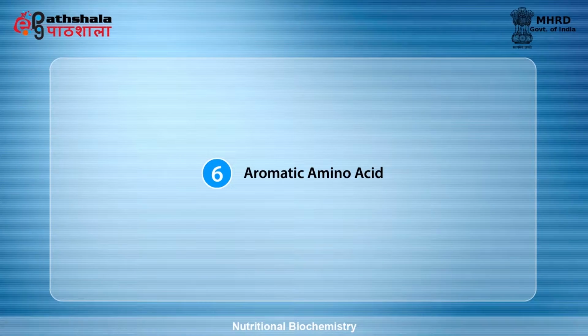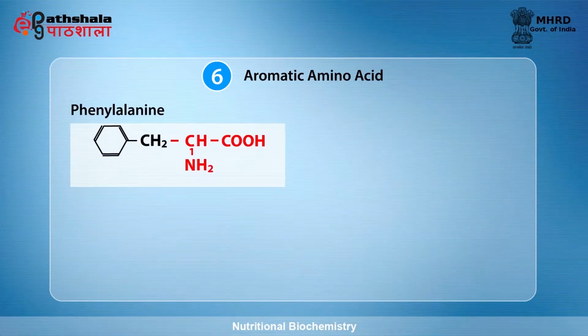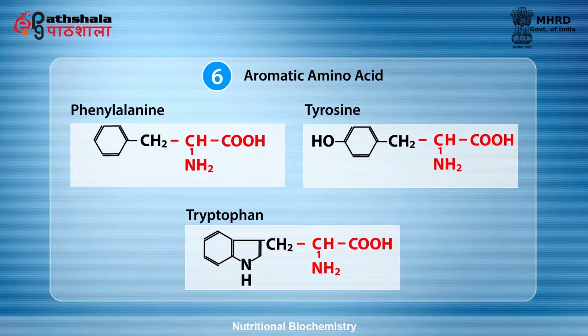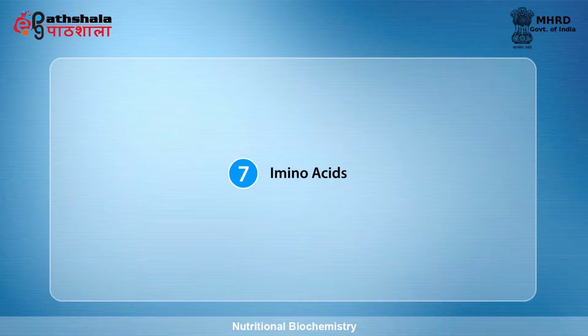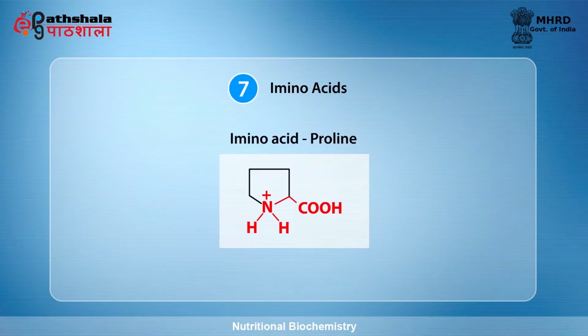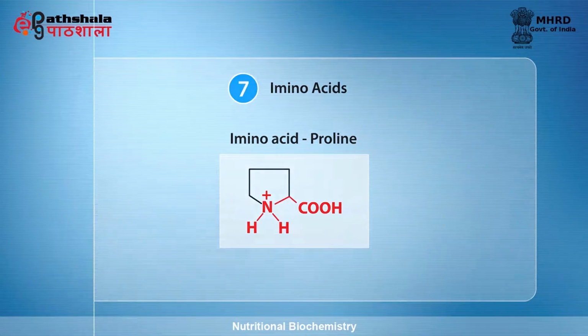The next one, aromatic amino acids: phenylalanine, tyrosine and tryptophan. Tryptophan contains an indole ring. Besides, histidine may also be considered under this category. The next one, imino acid: proline, containing a pyrrolidine ring, is a unique amino acid. It has an imino group, NH, instead of the normal amino group, NH2. Therefore, proline is an imino acid.